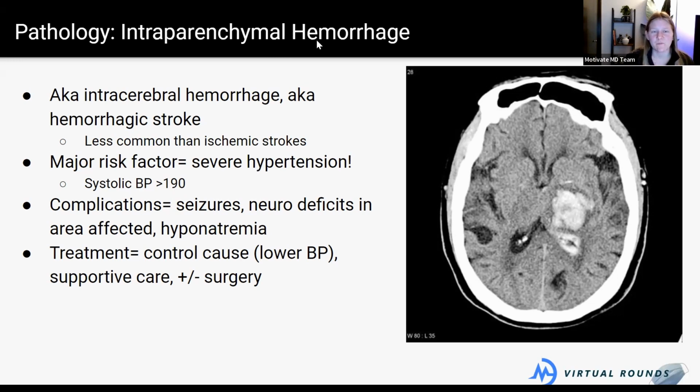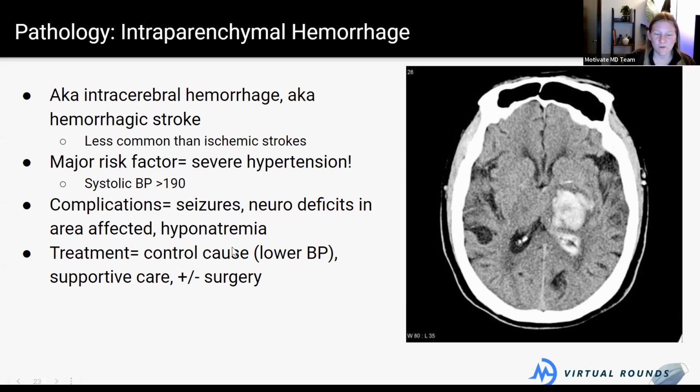Complications of intraparenchymal hemorrhage can be things like seizures and neurodeficits in whatever area is affected. This is probably a little bit advanced, but the area affected here is probably the basal ganglia, which is a big motor control center of the brain. Given that this is on the patient's left side, he might have some left-sided motor problems. But again, that's pretty advanced. I wouldn't expect you guys to know or remember that.